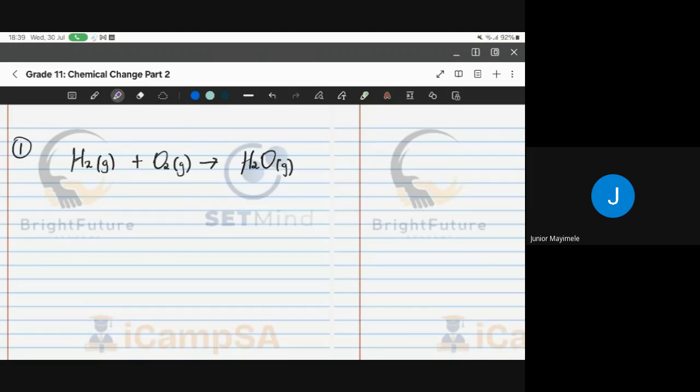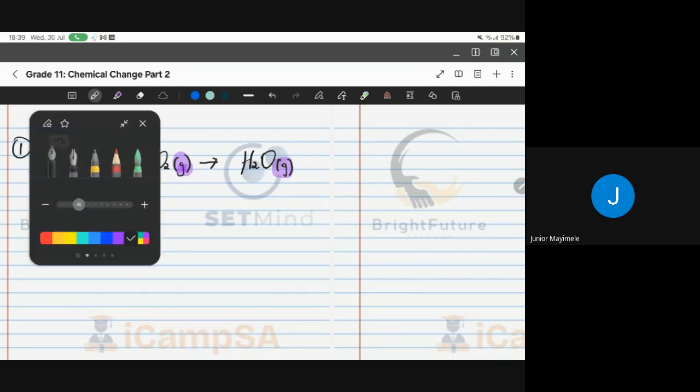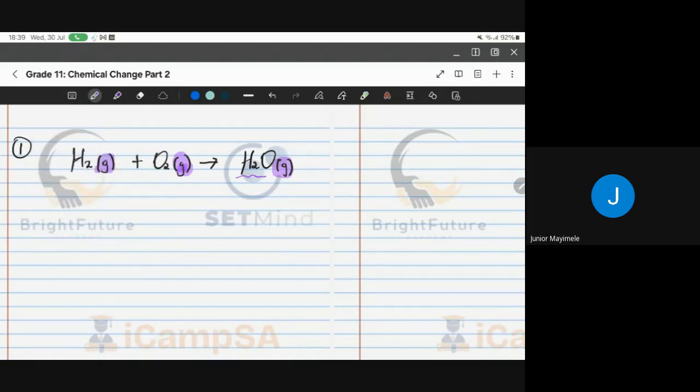And then point number two, you see these G's. What do they mean? It's basically gases, right? It means everything in this equation is a gas. So even this water, it's not just water as a liquid, it's water vapor because of this G. If it was maybe H2O, say AQ, this would be water, but in its liquid or aqueous form. Now, for this example, we are focusing on gases.